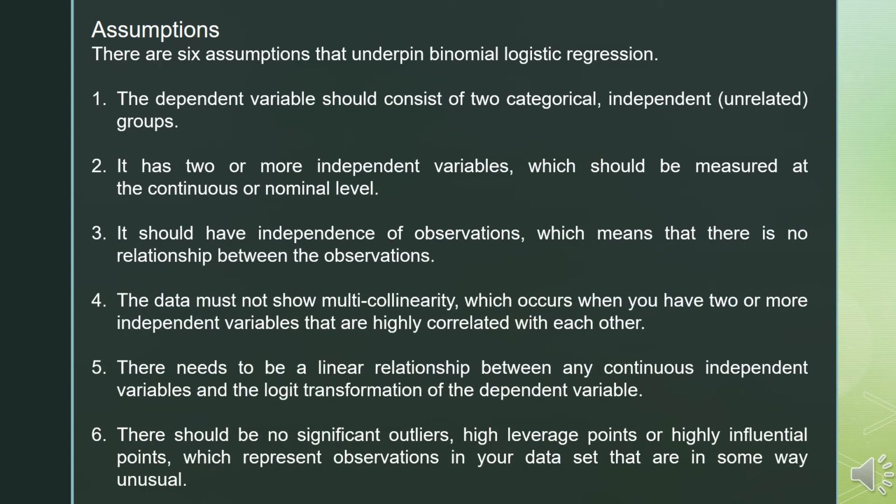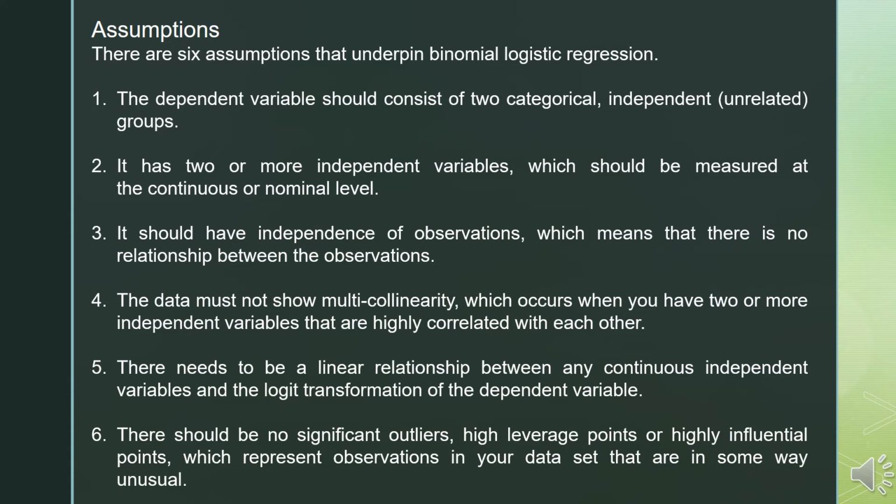Assumptions. There are 6 assumptions that underpin binomial logistic regression. The first one is that the dependent variable should consist of two categorical independent groups. The second one is that it has two or more independent variables, which should be measured at the continuous or nominal level. The third one is that it should have independence of observations, which means that there is no relationship between the observations.